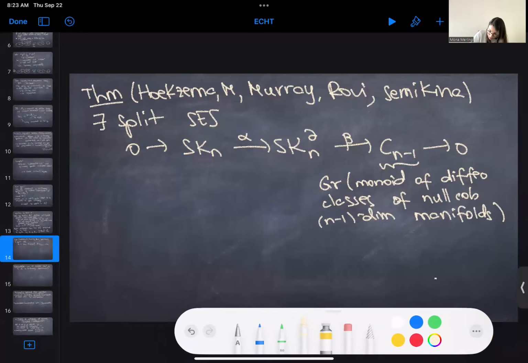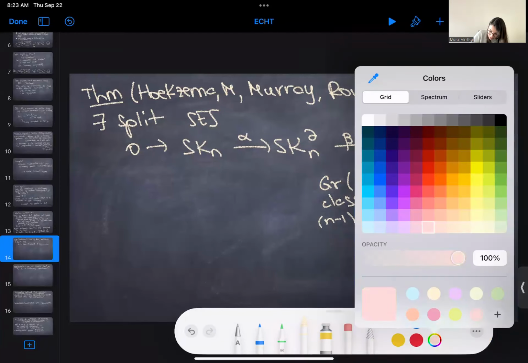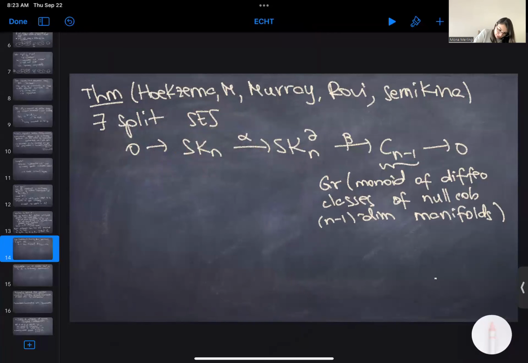And let me also write what these maps are. Here we start with a class of some manifold M, and we just include it. So we view a closed manifold as a manifold with boundary. And here we take a manifold to its boundary.